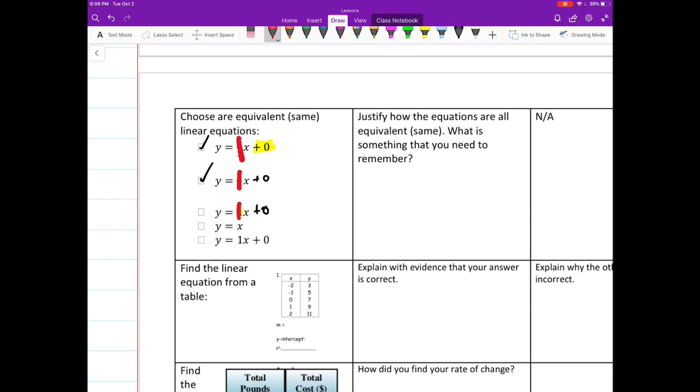Okay, look. They look the same. Okay, that's right. Y equals x. Well, what's the y-intercept? Oh, there has to be a y-intercept. 0. And what's my slope? What's really there but not there? 1. Because 1 times x is just x. So they're actually all equivalent. Okay, moving on.